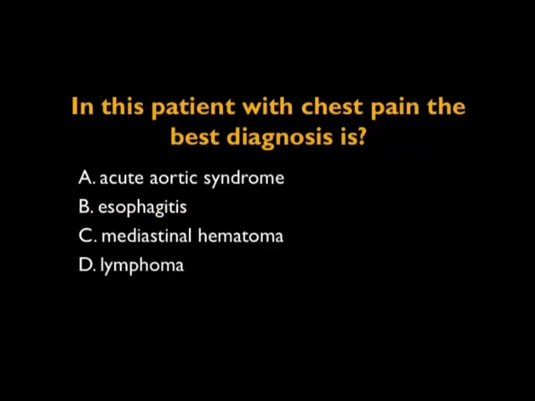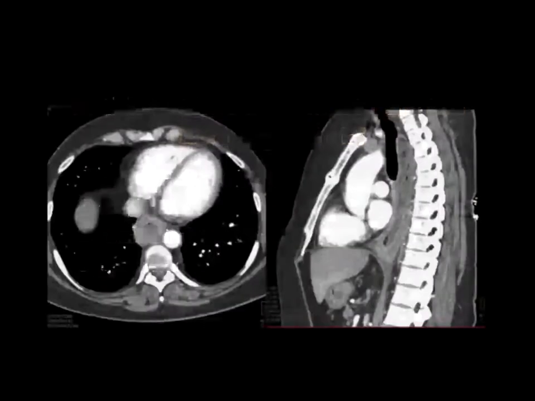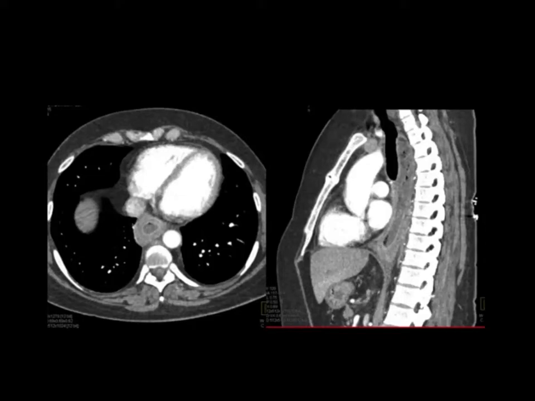This patient has chest pain. What's the best diagnosis? We were doing a triple rule out, and so you think about acute aortic syndrome, right? Pulmonary emboli, dissection, coronary artery disease, but I don't see evidence of that. The ascending aorta is a bit big. What about mediastinal hematoma? I don't see one.